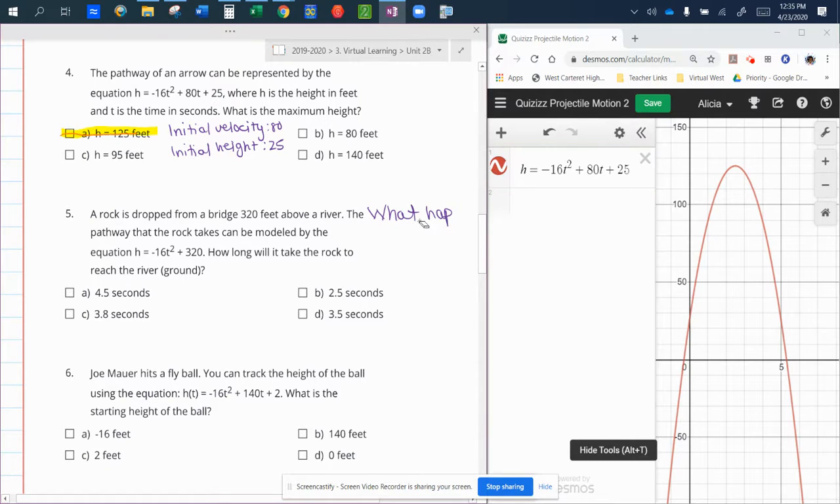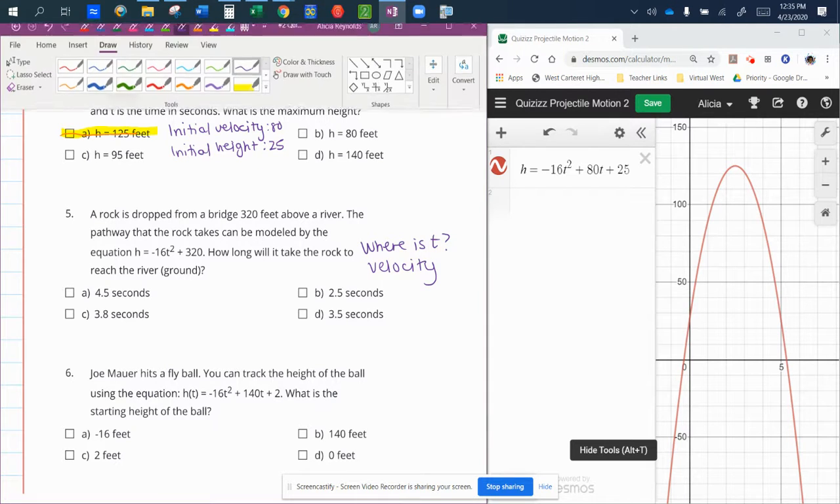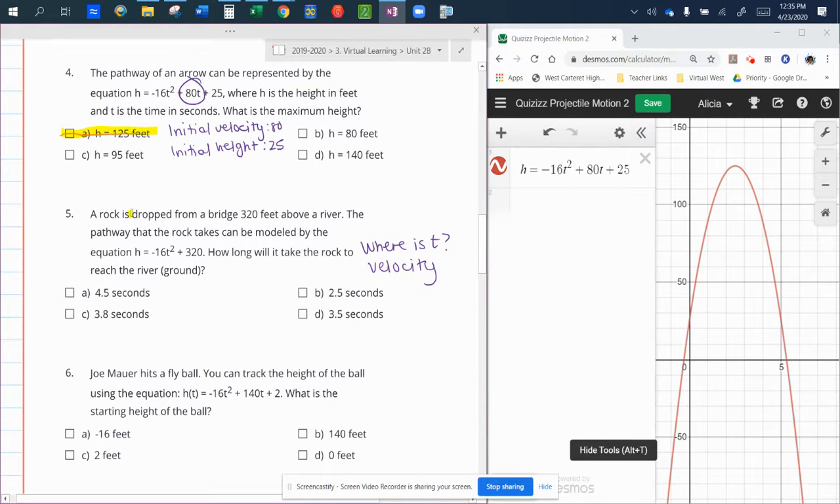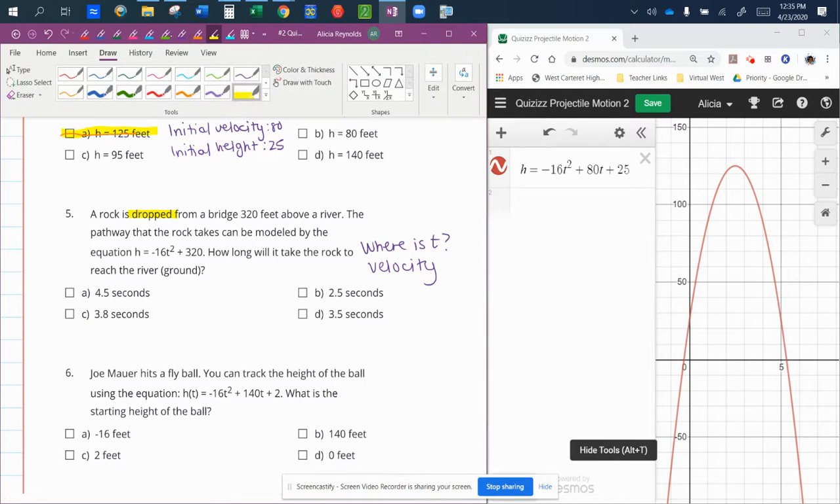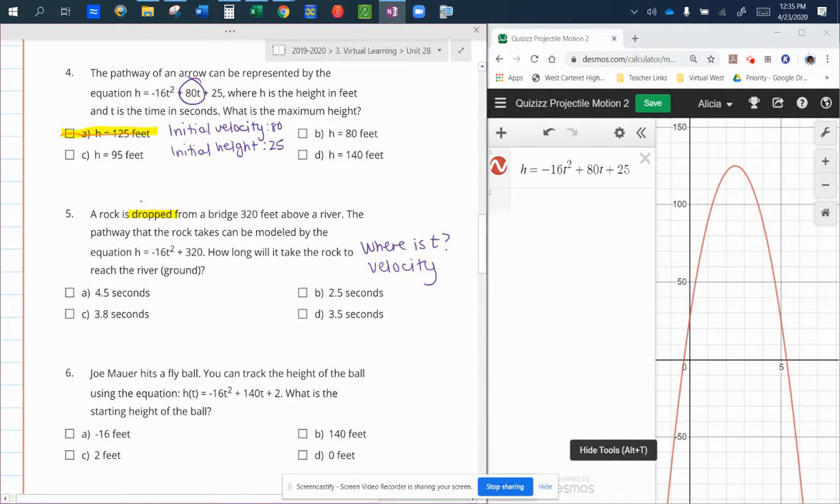Where is t? If we're looking at our velocity, in this other problem I had a t term, 80t. This one I do not. And that's simply because my object is being dropped. When my object is being dropped, I have an initial velocity of 0 feet per second. If I'm holding something in my hand, at that exact moment when I drop it, it has no velocity.